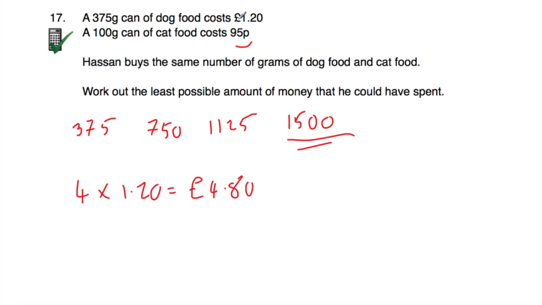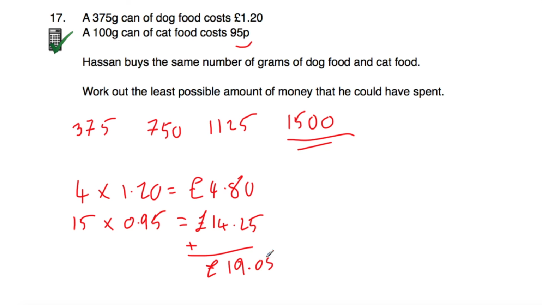So if we take the price of the cat food, which is 95p, and we multiply that by 15, because he buys 15 cans of cat food, that's equal to £14.25. So we've now got the price of the dog food and the price of the cat food. Now let's add them together and find the total price. And that's equal to £19.05. So work out the least possible amount of money that he could have spent. The answer is £19.05, and that's it.